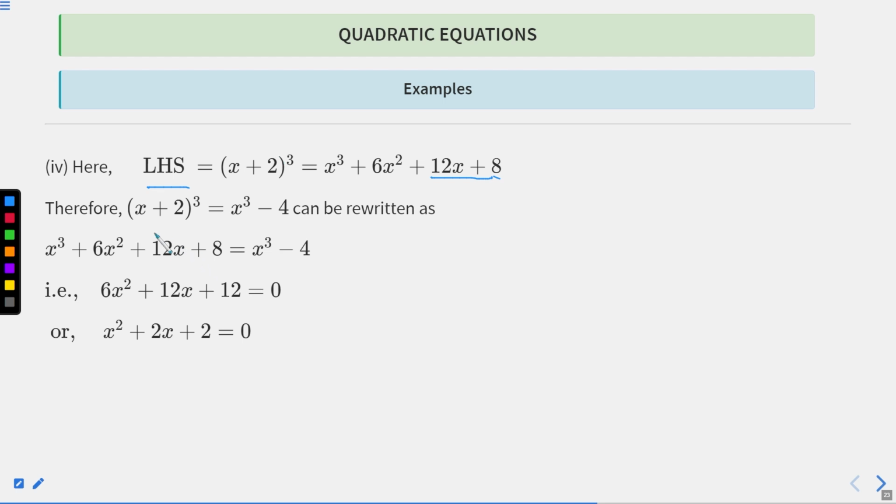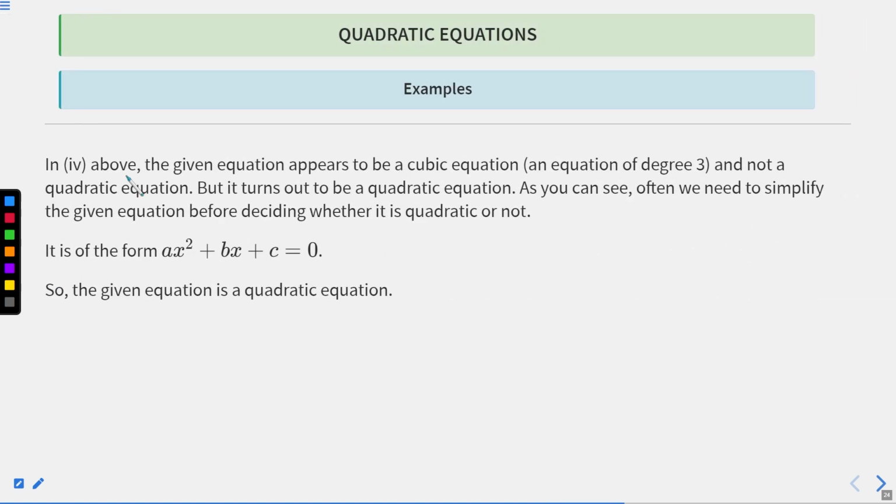So x plus 2 whole cube is equal to x cube minus 4 can be rewritten as x cube plus 6x square plus 12x plus 8 is equal to x cube minus 4. That is, 6x square plus 12x plus 12 is equal to 0. If we simplify further, we get x square plus 2x plus 2 is equal to 0. So in equation 4, the given equation appears to be a cubic equation and not a quadratic equation, but it turns out to be a quadratic equation by simplifying.